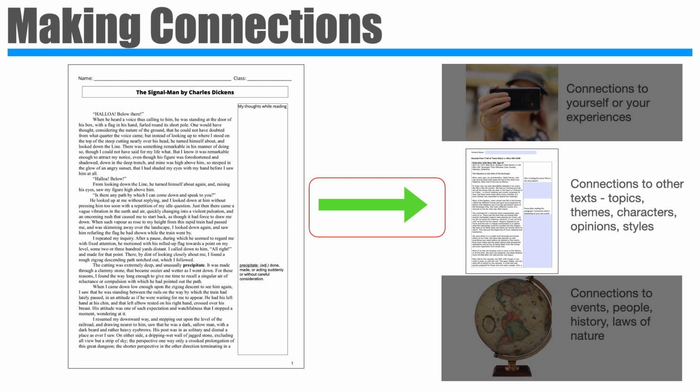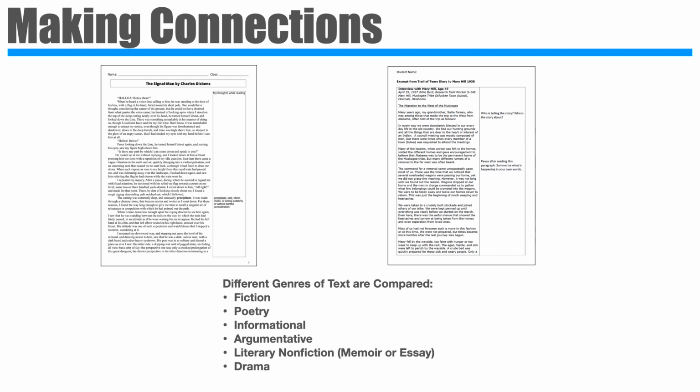This means you will be given two texts to read, and you'll be asked questions about connections that you can make between the texts. We anticipate that texts from two different genres will be used for comparison. That means each text will be a different genre, and they might choose from fiction, poetry, an informational text, an argumentative text, a literary nonfiction, which means a memoir or an essay, or even a drama.